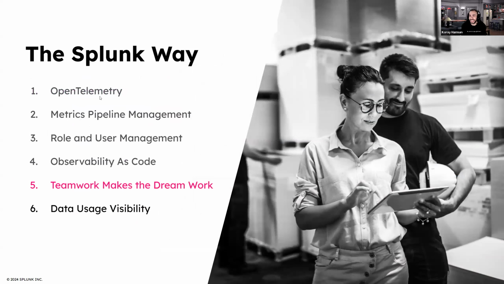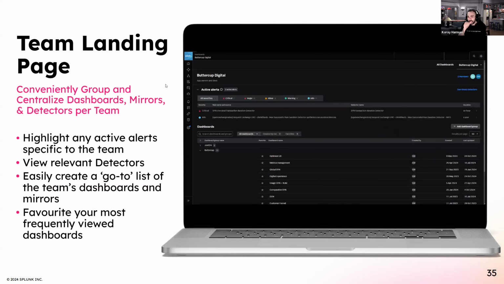Teamwork makes the dream work, which is not really a feature, but it is important. Now we have the concept of teams within Splunk Observability. This is a great way to group individual users into their respective teams. You might actually have this correlate to the same granularity you have for your tokens. But either way, wherever you've got users that need to share a lot of the same assets, grouping them into the right team gives them a single landing page where you can group together all the relevant assets for that particular team.